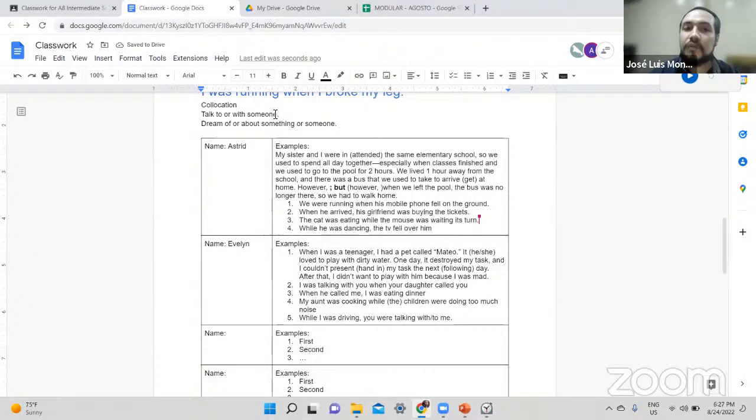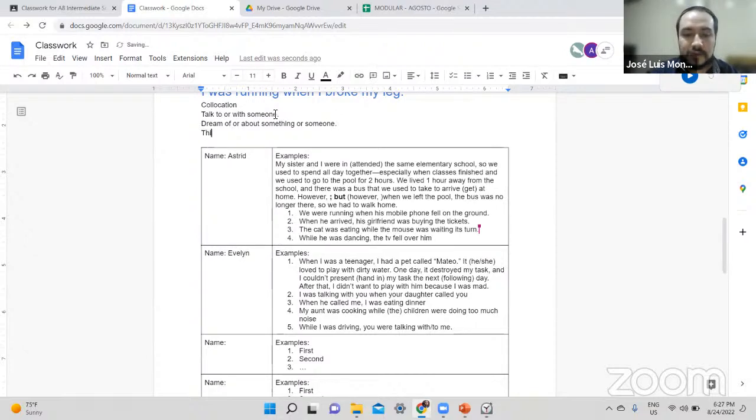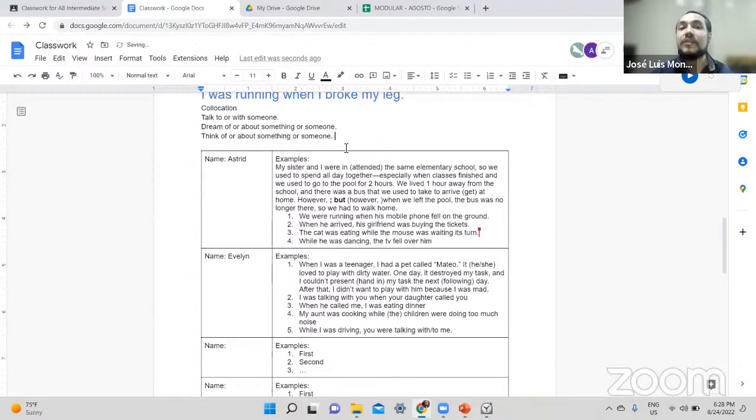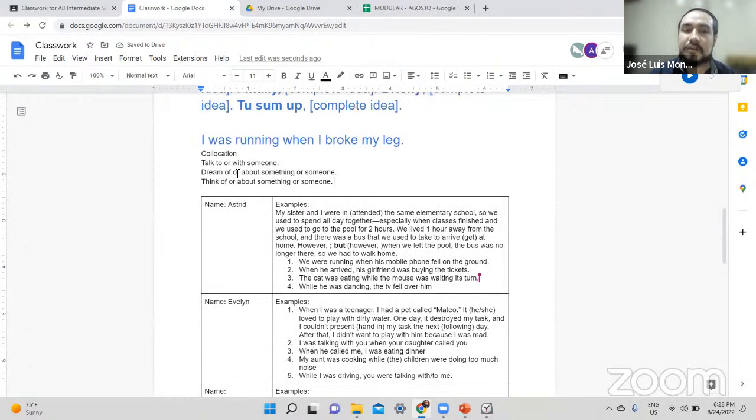If you don't use "of" or "about", it's going to be incorrect. Same with "think". You don't say "think in" or "think on". If you use different prepositions, it's incorrect. With "think", you have to use "of" or "about" also. And here again, it's going to be "about something or someone". So that's the logic. With those verbs, for example, Evelyn, if you don't use that, it is going to be incorrect.